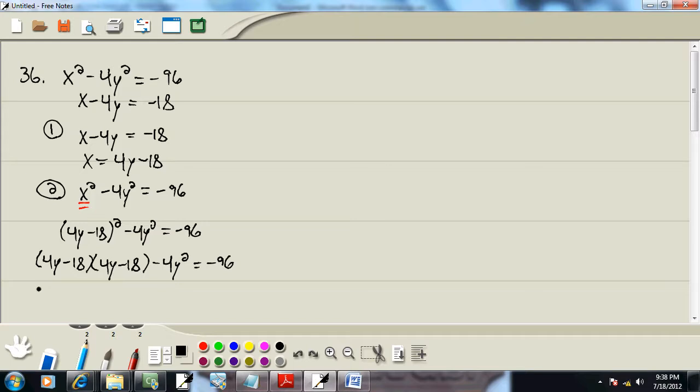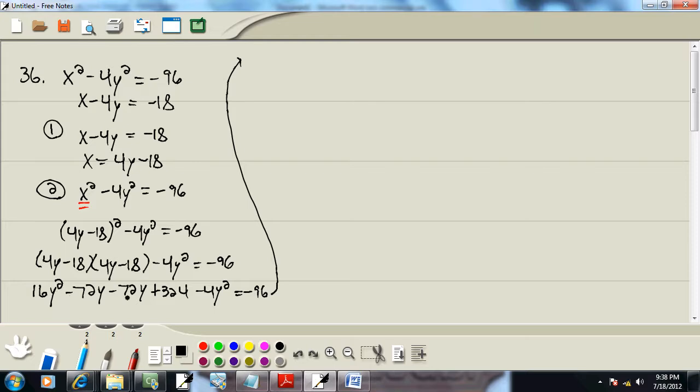Now (4y minus 18) squared means you take (4y minus 18) times (4y minus 18), minus 4y squared equals negative 96. 4y times 4y is 16y squared. 4y times negative 18 is negative 72y. Negative 18 times 4y gives us negative 72y. Negative 18 times negative 18, let me get my calculator. 18 squared is 324. Positive. Minus 4y squared equals negative 96.